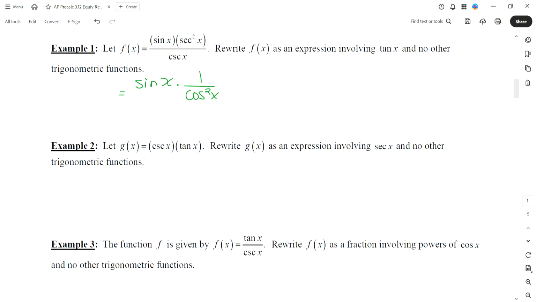Now, I'm dividing by cosecant. What is cosecant the same as? 1 over sine. So I'm going to write it like this first. So that first step, I replace expressions with sine and cosine. That is the general first step. That is not always the case, but generally speaking, that's a good first step.